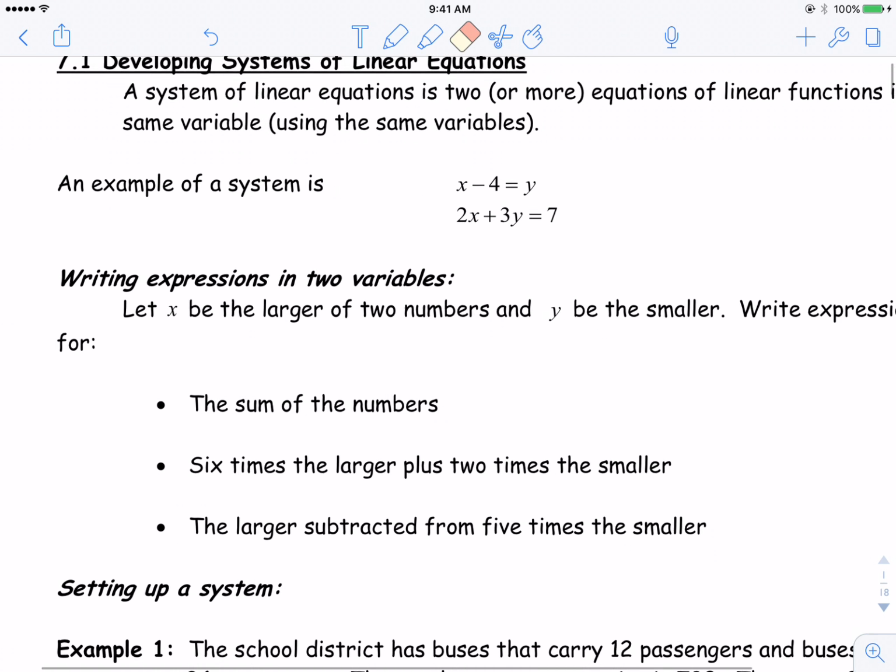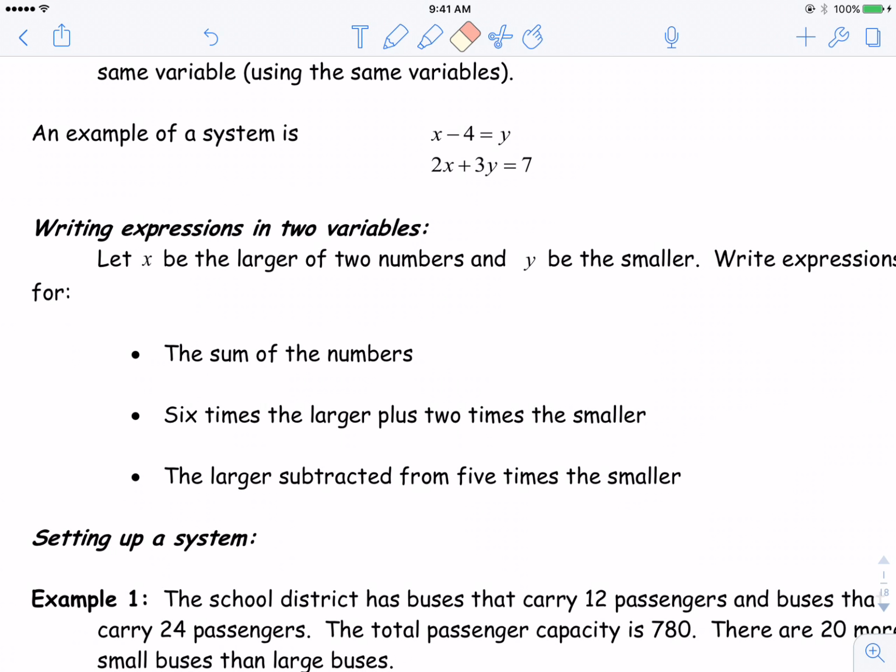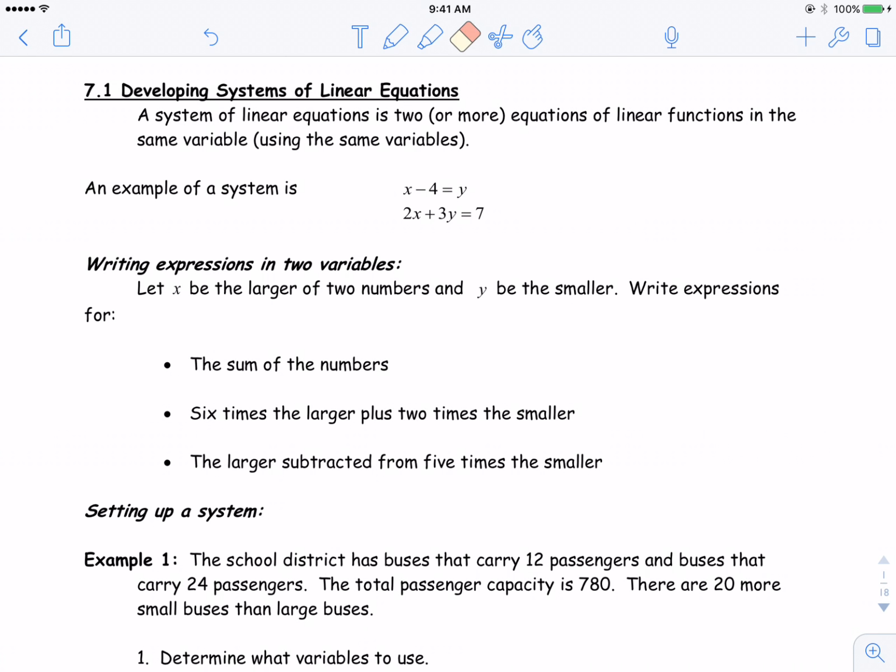Okay. Writing expressions in two variables. So the first thing when you're given a word problem is you kind of have to decide, well, what am I going to let represent one thing and represent the other? And as we work through some of these, you'll get a better understanding of what I mean by that. So basically you make little let statements.